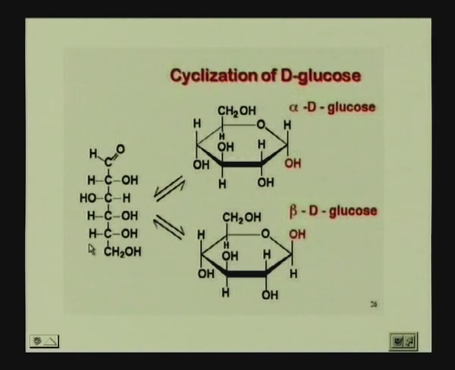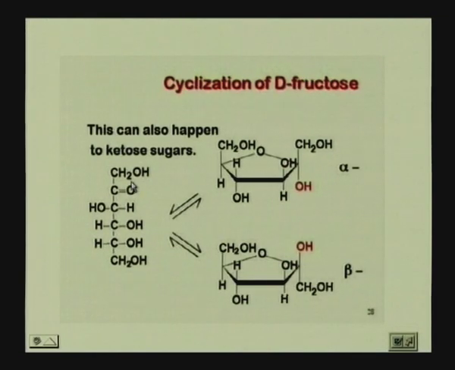Okay. So, this is what we have. We have our glucose here, we have the cyclization, and what is the cyclization leading us to? When we have the OH trans to the CH2OH, we have alpha-D-glucose. When we have the OH cis to CH2OH, it is beta-D-glucose. When we have the ketose sugar, what do we have? In this case, they have shown the OH trans to the CH2OH and the OH cis to the CH2OH.